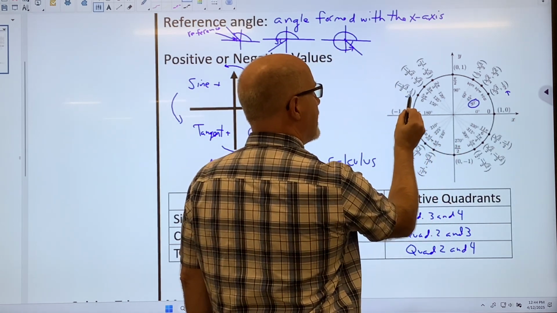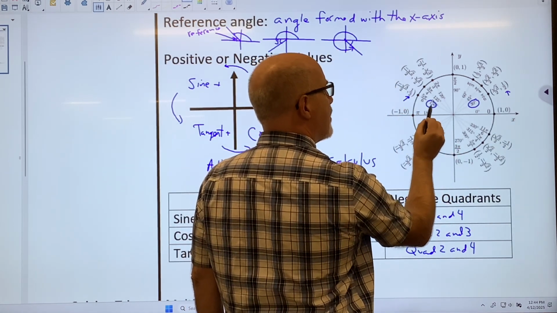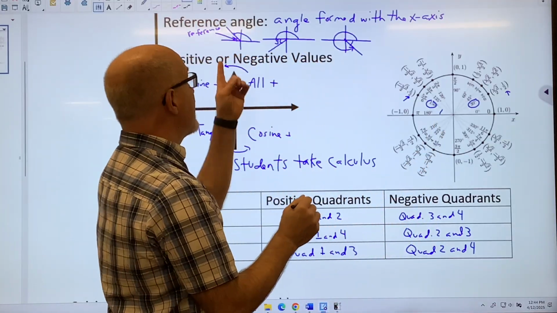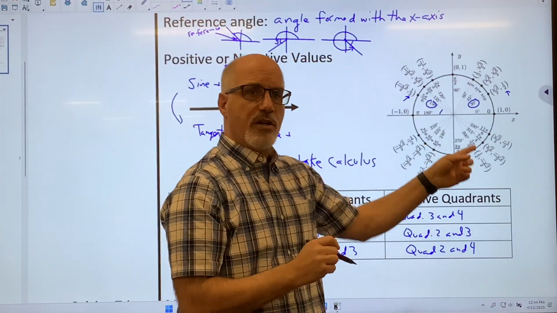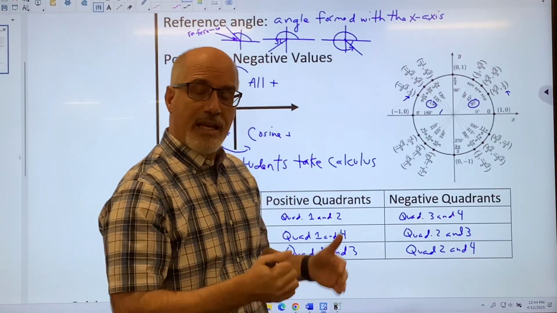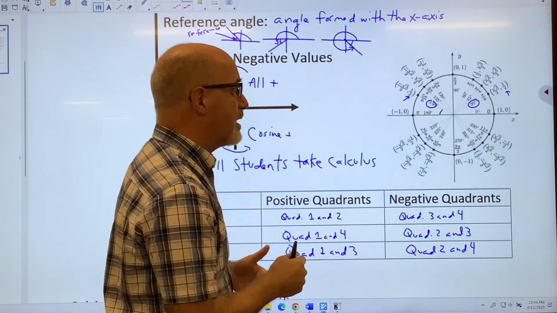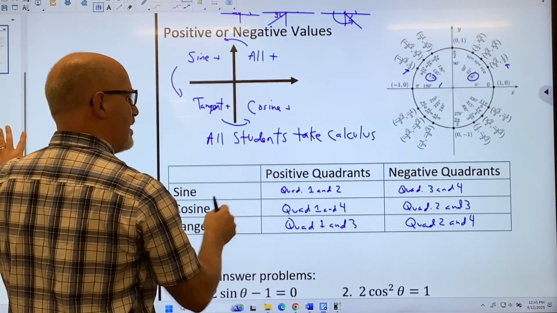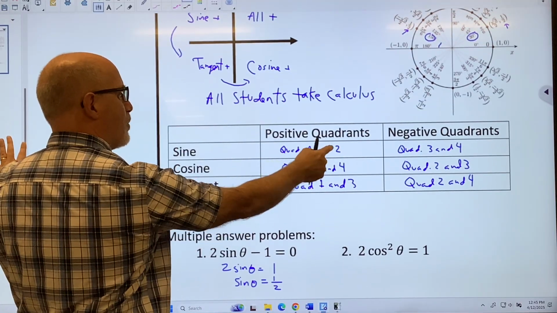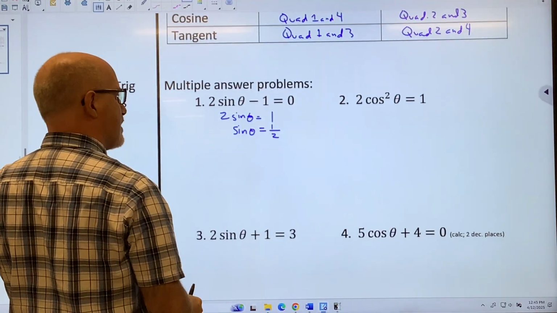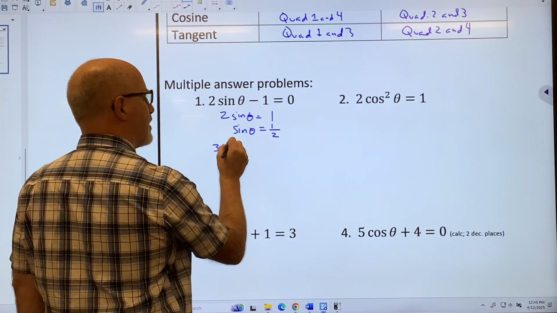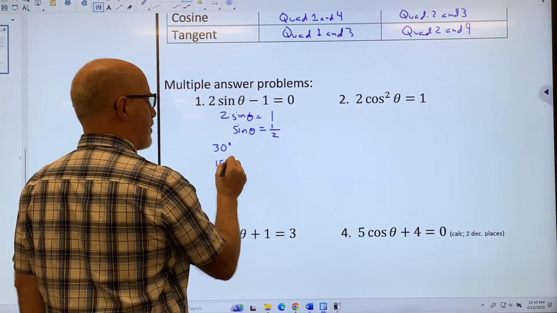And then also here at 150, notice that that's 30 degrees with the x-axis. That's a reference angle of 30 degrees. So that's how we tie those two together. So 30 degrees and 150 both give me that. Notice that's going to be in quadrants 1 and 2. We see that for the positive. So we're going to get 30 degrees and 150 degrees.